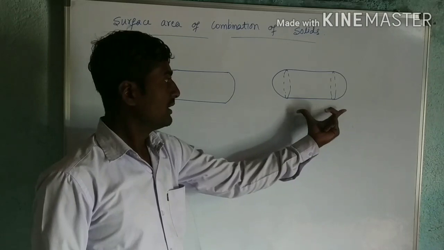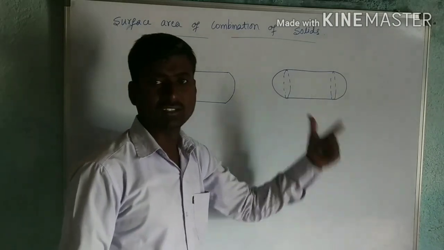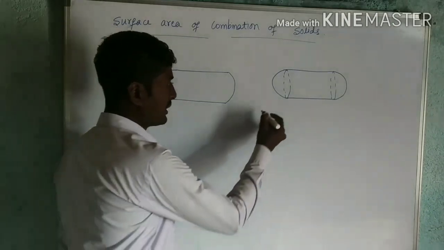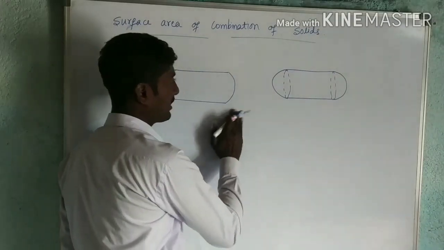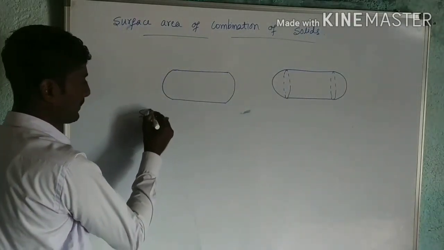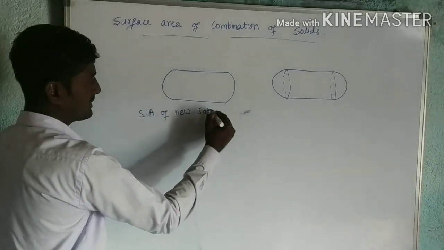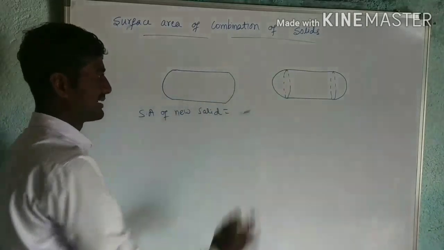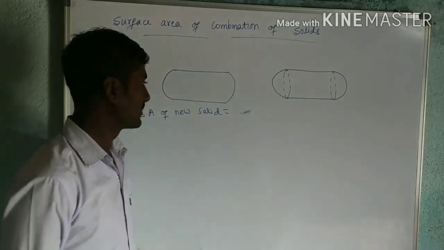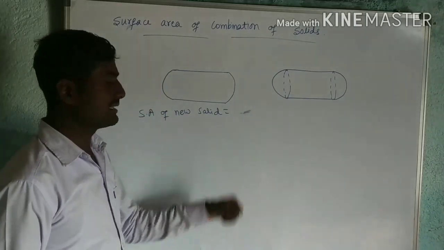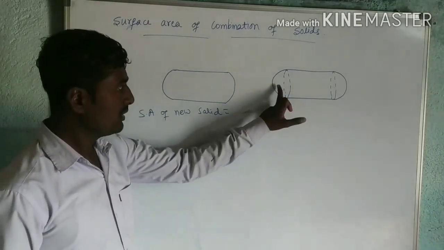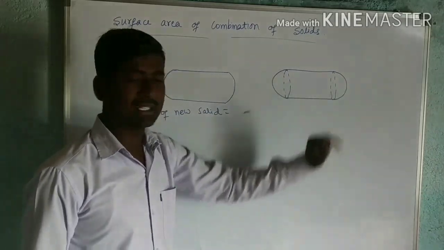Now what is the area of this solid? The surface area of the new solid, meaning the total solid. Combination of solids are there. Now what is the area for this solid? There are two hemispheres, as I already said.